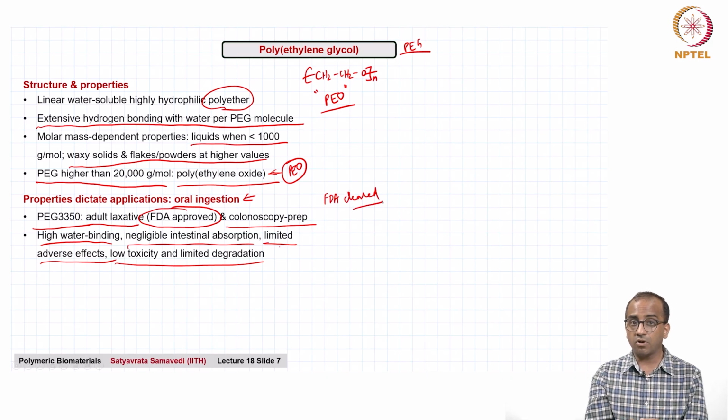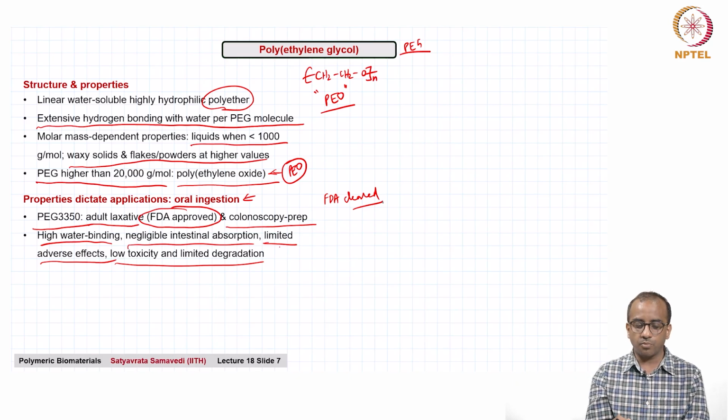The bar for what is FDA cleared is much lower compared to the bar for what is FDA approved. The two are very different, and we have seen this partially in the context of the Vitek implant case study that we saw much earlier in this course. If you are not familiar, I would strongly encourage you to look up the difference between what is FDA approved and what is FDA cleared. That is one point to note.